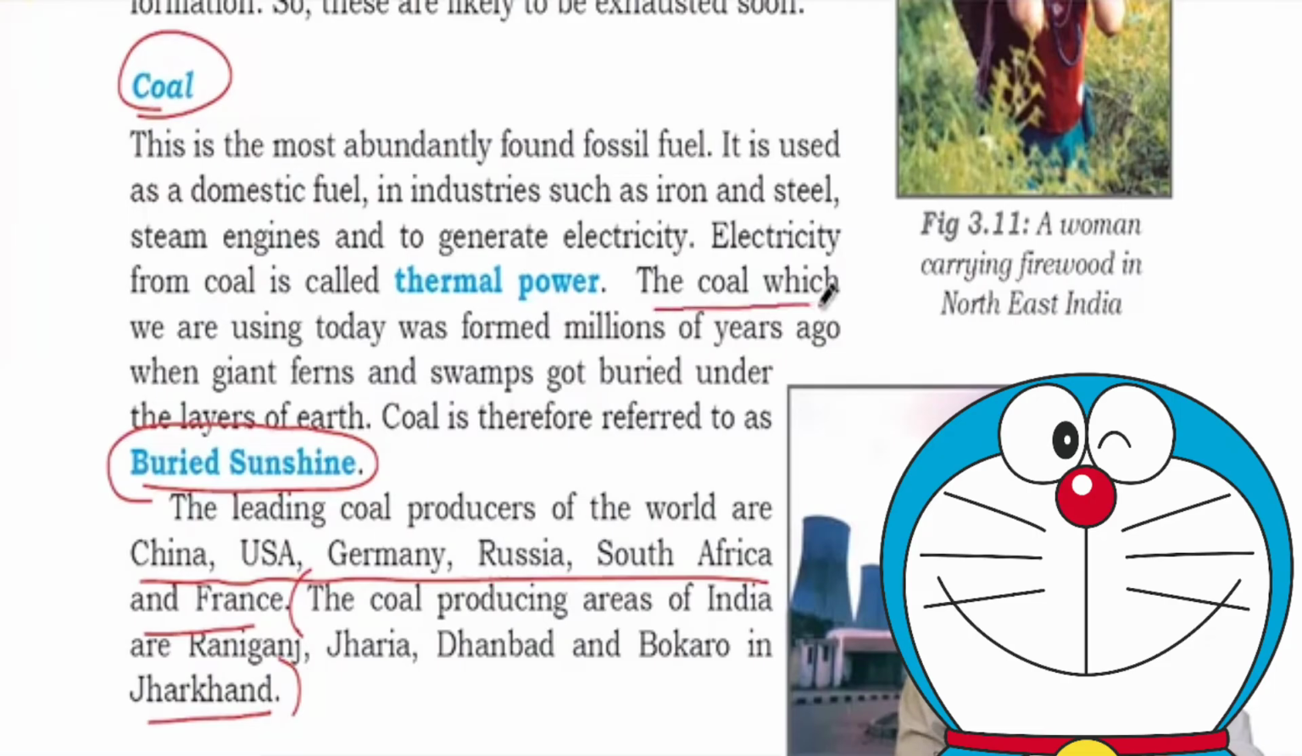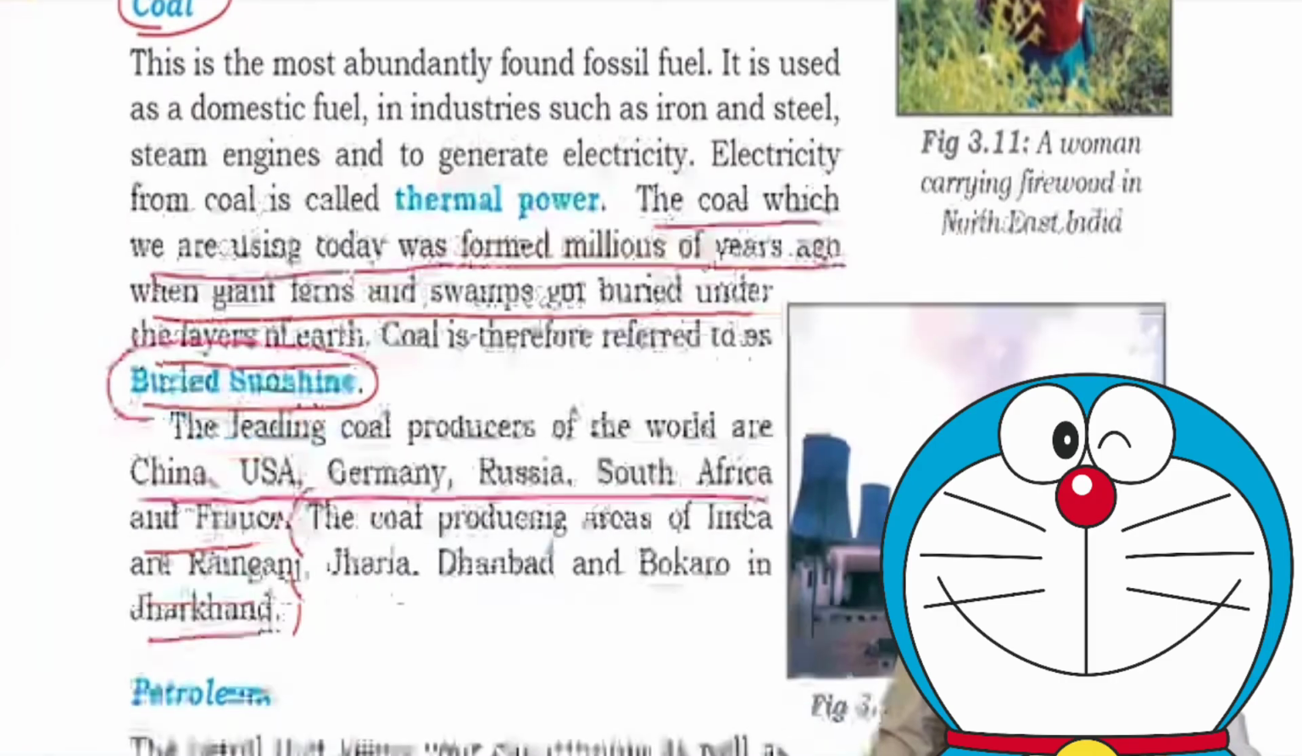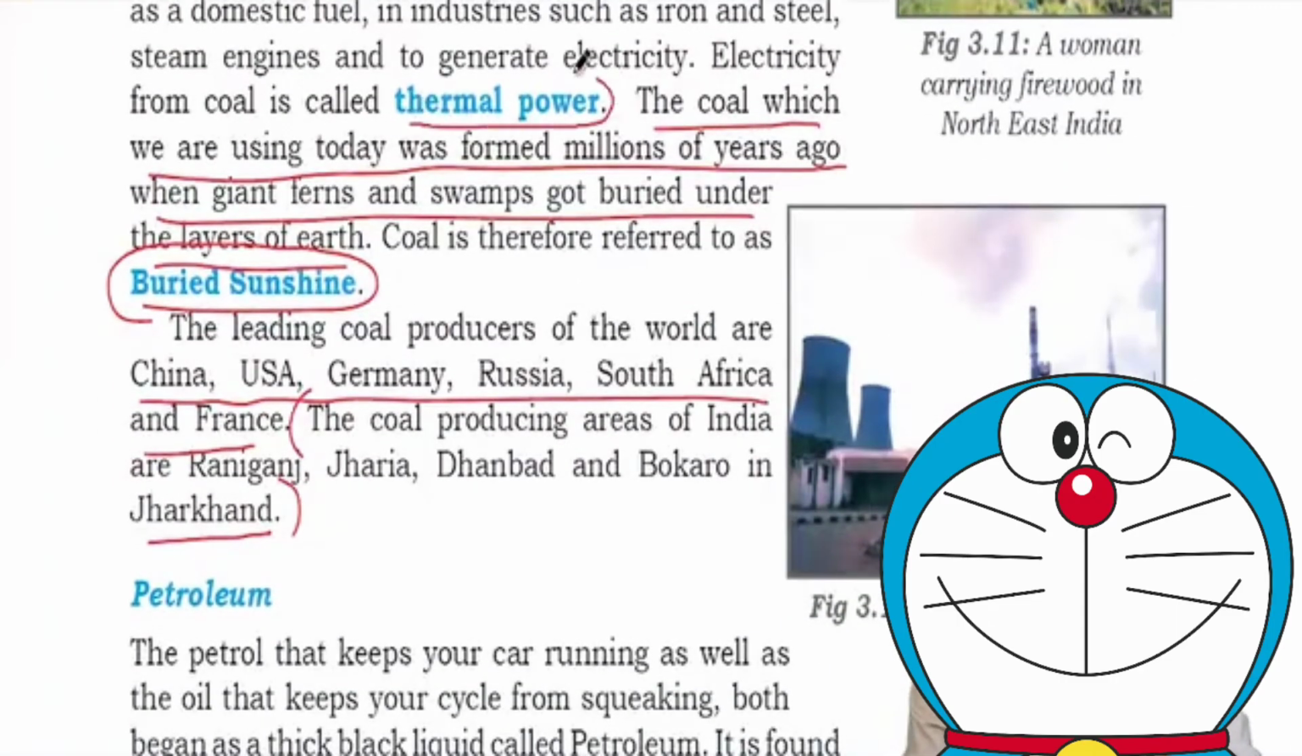The coal which we are using today was formed millions of years ago when ferns and swamps got buried under the layers of the earth. This is what I told you, right? So it is used for thermal power production. Thermal power is produced by burning coal. So coal is very important for electricity generation because in India, usually electricity is produced through thermal power.